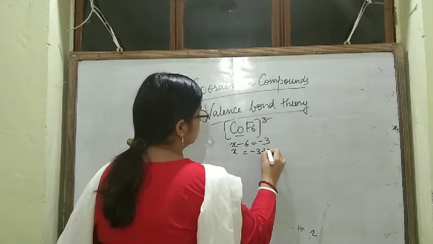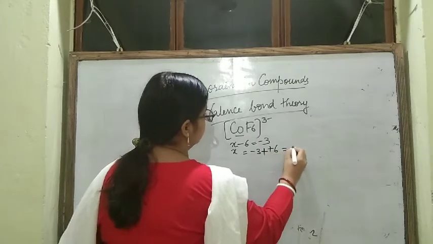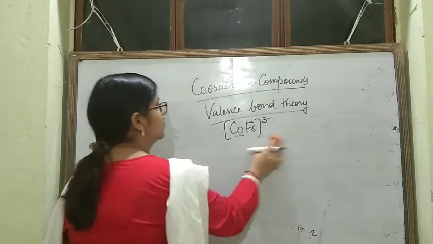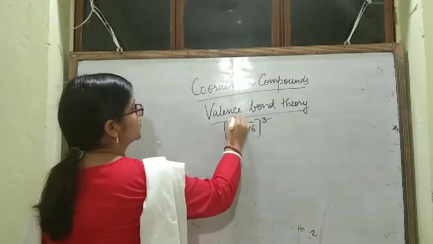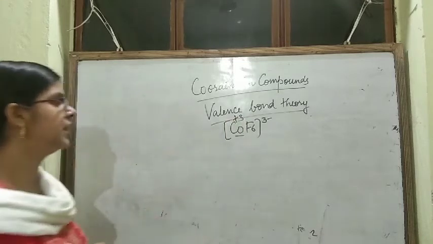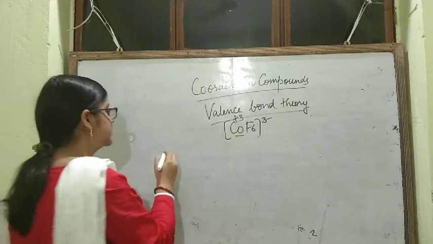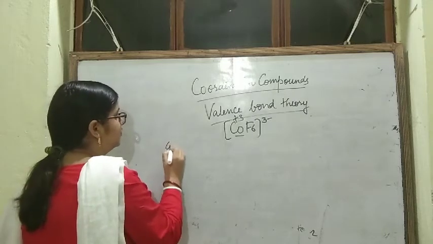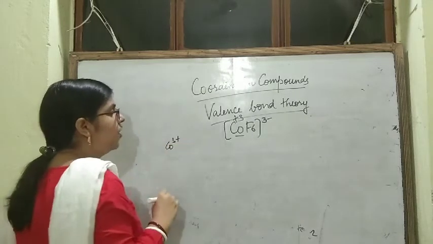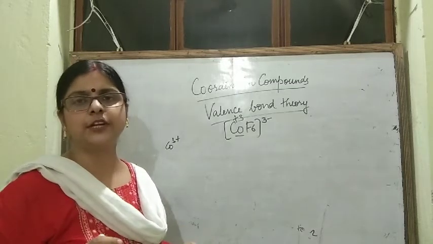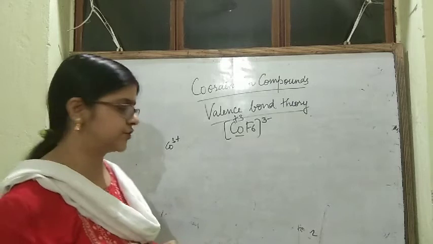plus 6, that will be equal to 3. So the oxidation state of cobalt is plus 3. What is the oxidation state of cobalt over here? Plus 3. So let us write the electronic configuration of cobalt 3+. I hope all of you know the electronic configuration of cobalt. What is that? 3d7 4s2.